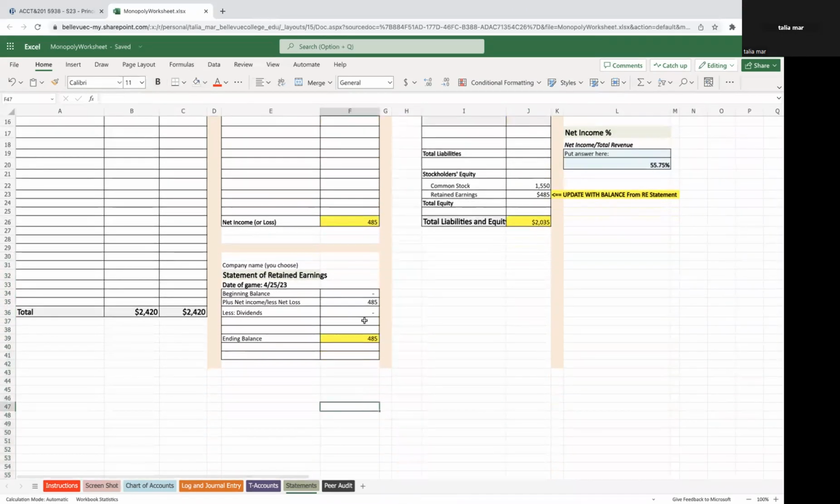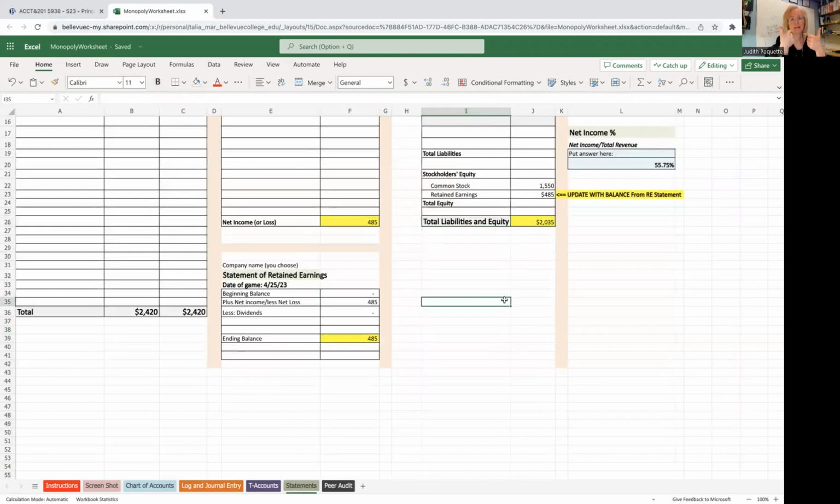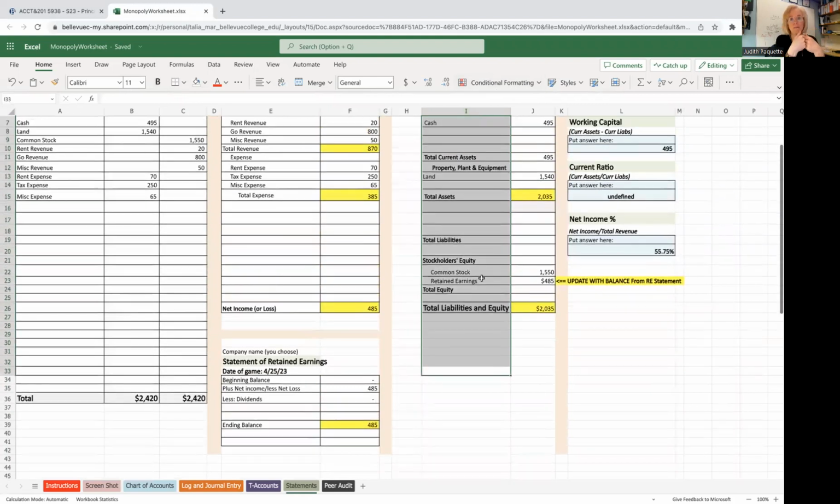Beginning balance for retained earnings should be 0 for everybody. You do not include common stock here, just 0, because when you start a company, you have no retained earnings beginning balance. So Talia did it right. She adds net income, and I don't believe any of you are going to have any dividends that you paid. You might have received dividends. If you received dividends, that would be an increase to cash and an increase to miscellaneous revenue. Okay. All right. Yeah, that looks good.